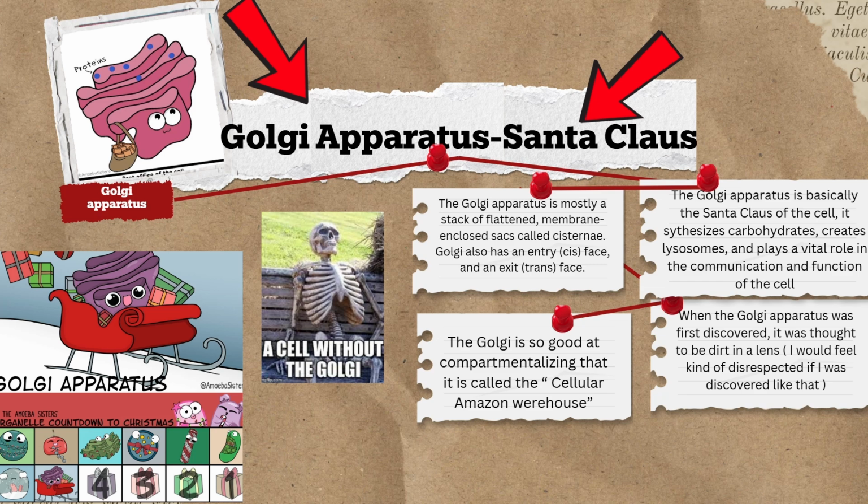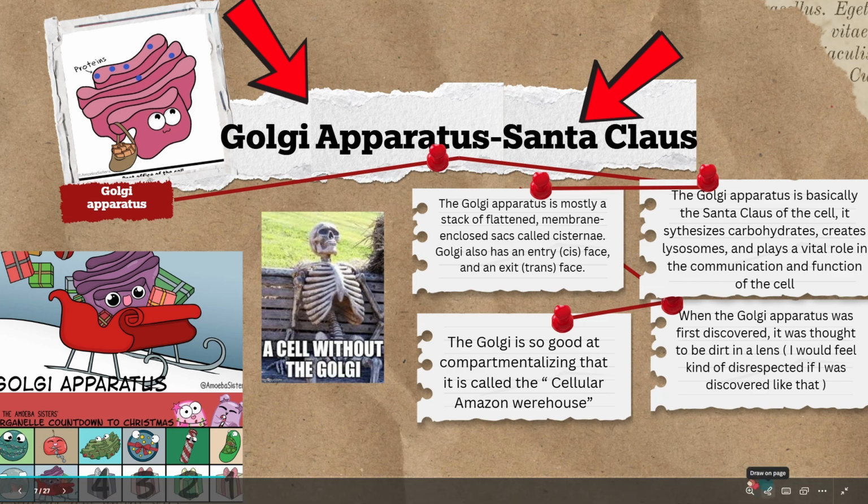When the Golgi apparatus was first discovered, it was thought to be dirty intelligence. I would feel kind of disrespectful if I was discovered like that. The Golgi is also good at compartmentalizing, which is why it is called the cellular Amazon warehouse.